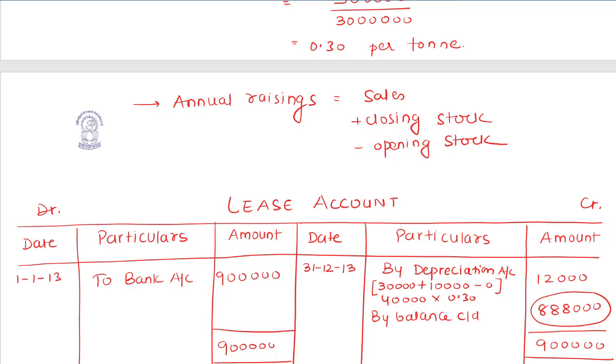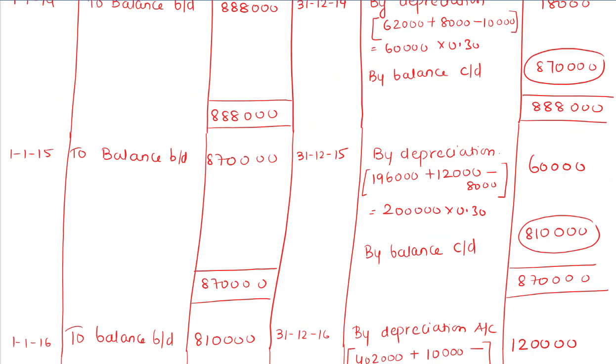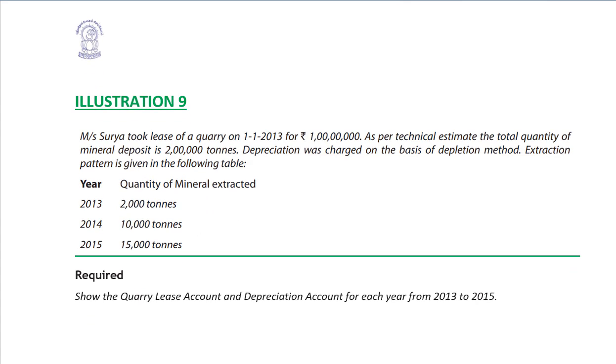So we have done the accounting for lease. We have made the lease account. Let us move ahead now. Solve this illustration, illustration 9.